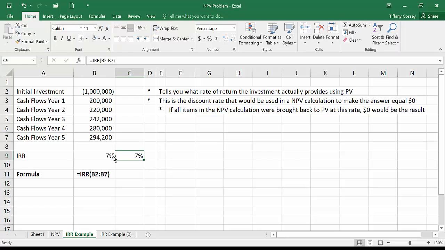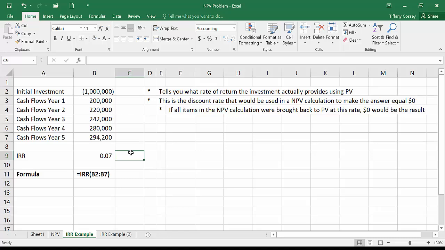Also, IRR is not normally shown as a percentage. When you're asked for the IRR, especially on the CPA exam, you will usually be asked to give it in hundredths, and so 0.07.